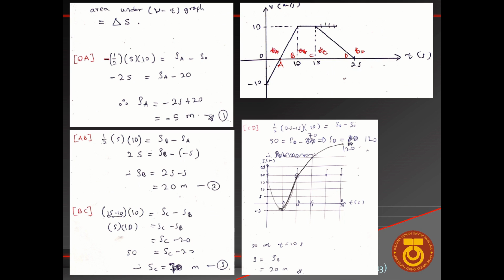What you need to do is take the area under the v-t graph, which is delta s. So this is the area under the graph.